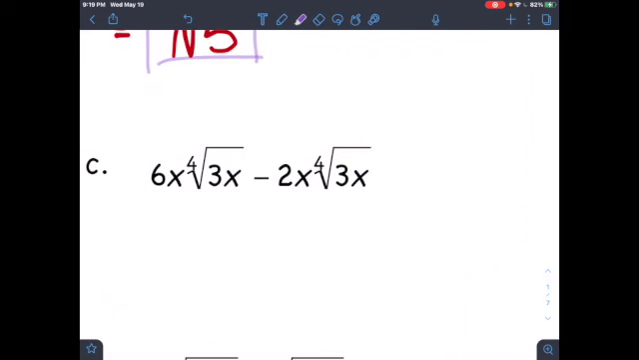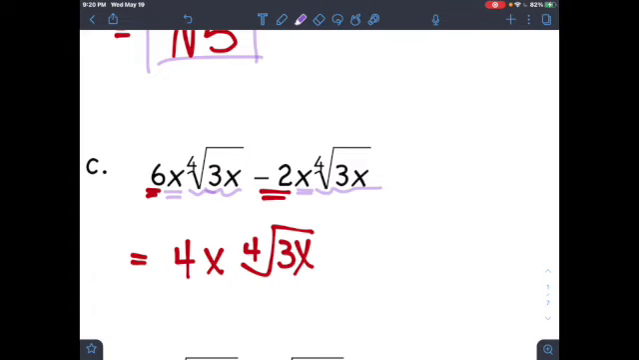For letter C, we need to take a look. Now we are looking at the radicand. Inside the radicals, is it going to be the same? Index number is 4. Then we have one more thing we need to check. We need to check the x. They both are x. That is okay. If one of them is x squared, the other one just an x on the outside, you still cannot add them. They have to be exactly the same before you put the number in front of it. That's just going to be 6 minus 2. That's going to be 4x, 4th root of 3x. And that's your answer for letter C.